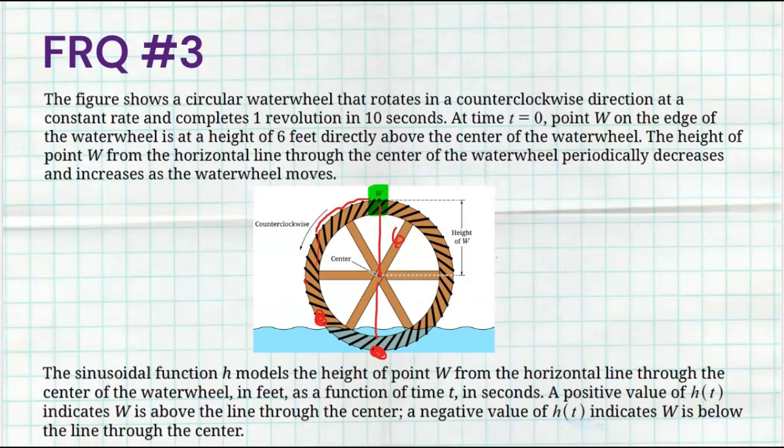Now, here's the most important part that you had to make sure you read. The sinusoidal function h models the height of point W from the horizontal line through the center of the wheel. So we're looking at this center right here. Positive values of h of t indicate that we are above the center line. A negative value of h of t indicates W is below the line through the center. So we are going to be dealing with positive and negative values.